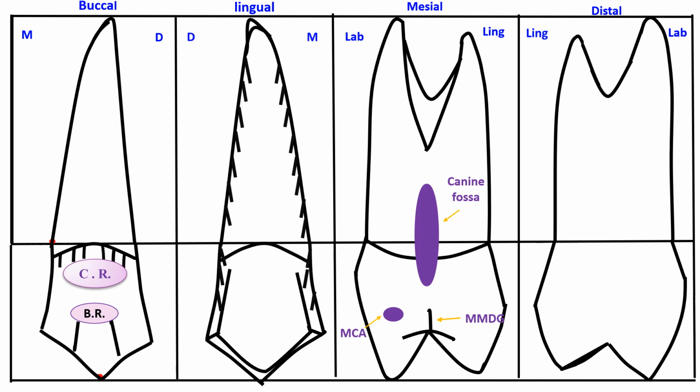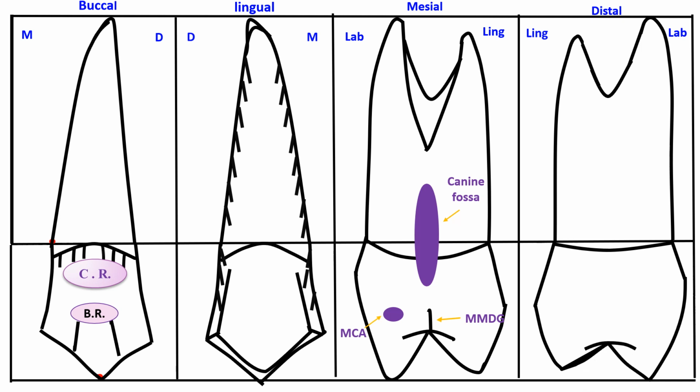Now let's move to the distal aspect. First, we are going to draw the cervical line to separate between the root and the crown, and it is slightly convex crown-wise, and the curvature here of the cervical line is less than the cervical line of the mesial aspect.